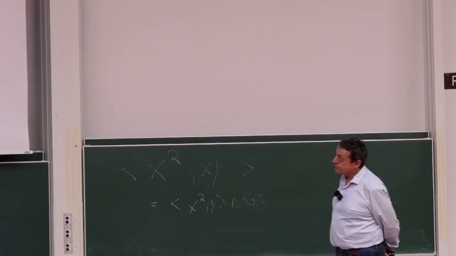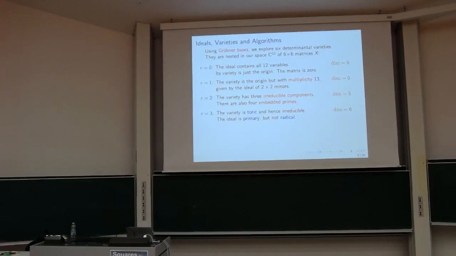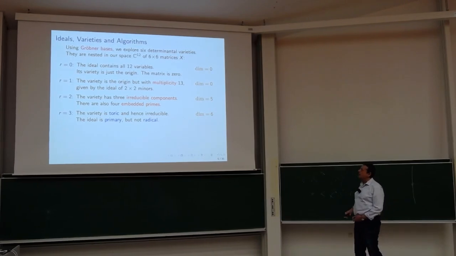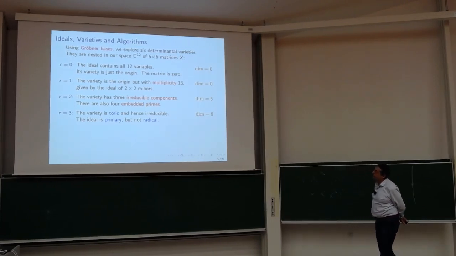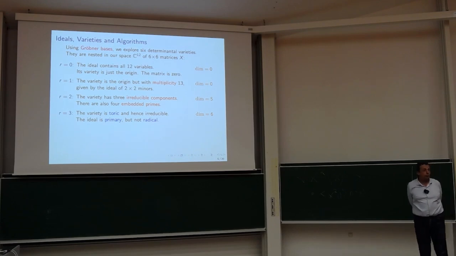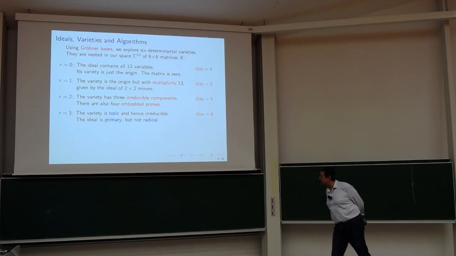Now for r equals 3, the variety is toric. So toric varieties are super nice. They are defined by the nicest equations. In particular, toric varieties are irreducible. So this is a 6-dimensional toric variety. The ideal is primary. That's a blue adjective. But it's not radical. That is a blue adjective. Okay? So commutative algebra is the study of blue adjectives.